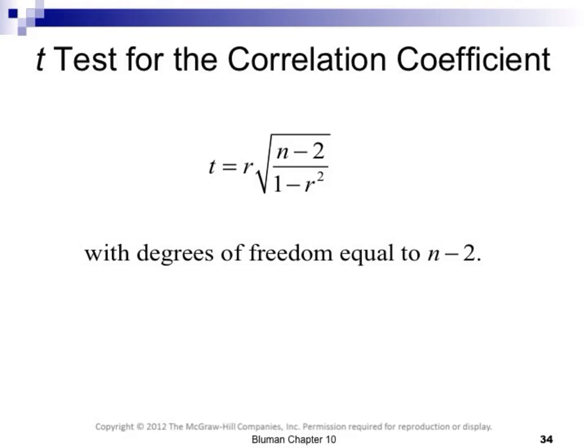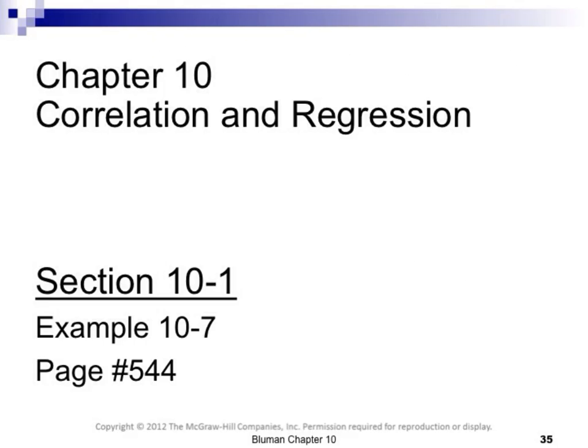All right, we're going to use a t-test, and we have R. We discover our R. N minus 2 is your degrees of freedom this time. And then you have R times the square root of your degrees of freedom over 1 minus R squared. And that gives you your t-test value for this data. So let's look at an example.